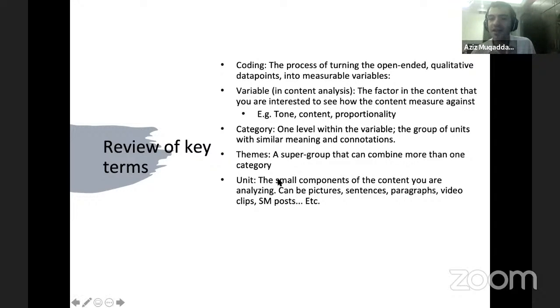And units, as I said, are the small components which you're analyzing, be it pictures, text, or social media posts. So are these terms clear so far? Because it's really important before I start the next part of the lecture that you understand what these terms mean, right? Do you have questions before we proceed?